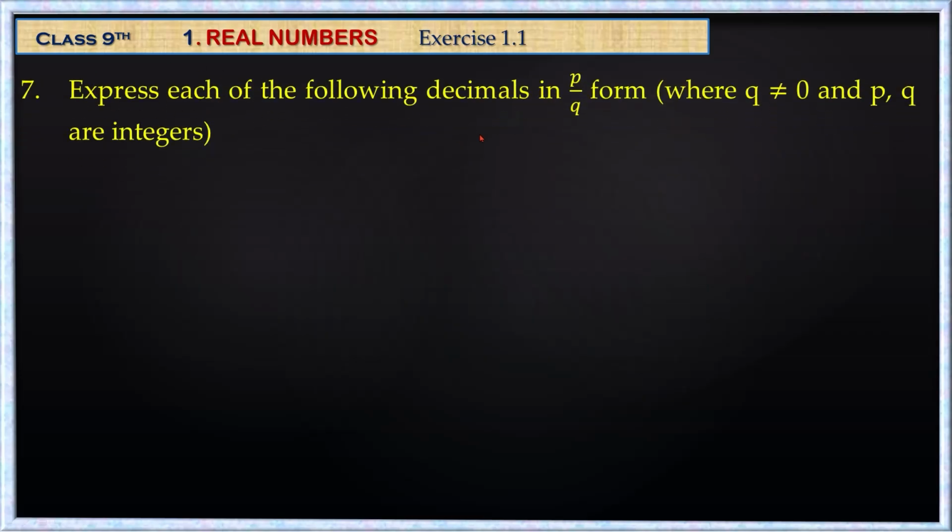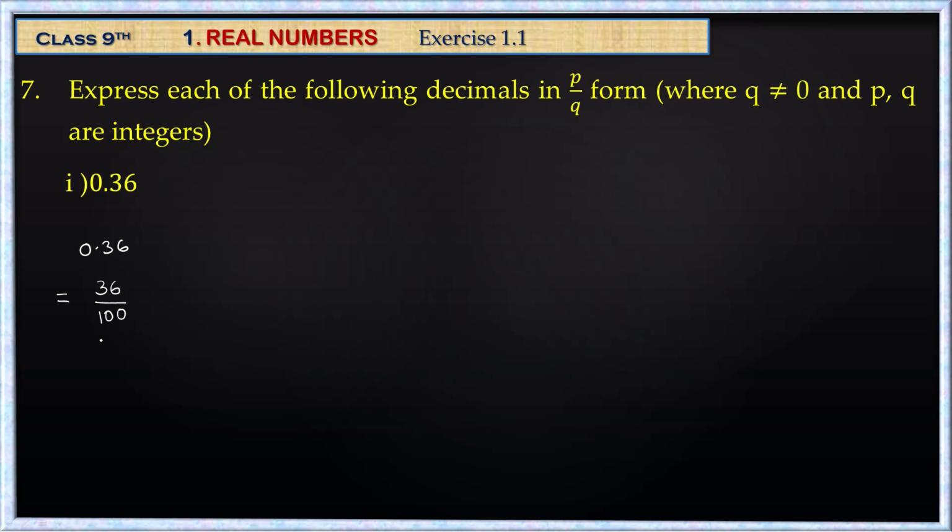Express each of the following decimals in p by q form where q not equal to 0 and p, q are integers. First one, 0.36. Let us solve this one. 0.36 can be converted into p by q form by removing the decimal. It will become 36 and after the decimal point 2 digits are there, so we have to divide it with 100 because 100 contains 2 zeros.